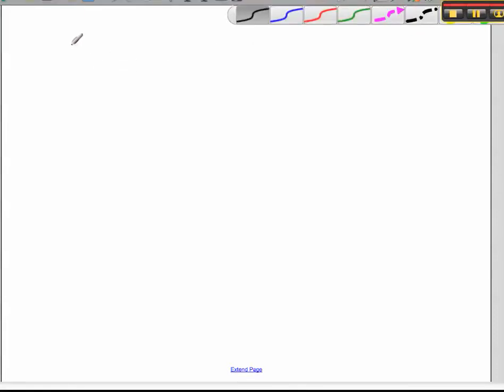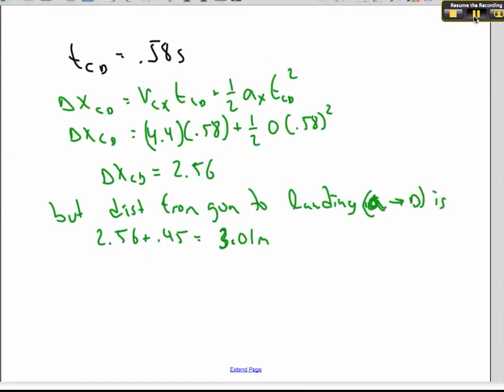doing the last piece. So we found the time from C to D was 0.58 seconds. And then next we're just going to find out the displacement. We can use the x displacement equation, plug in the velocity at point C, which is all horizontal, times the time it takes to fall, gets you a delta x from C to D of 2.56 meters.